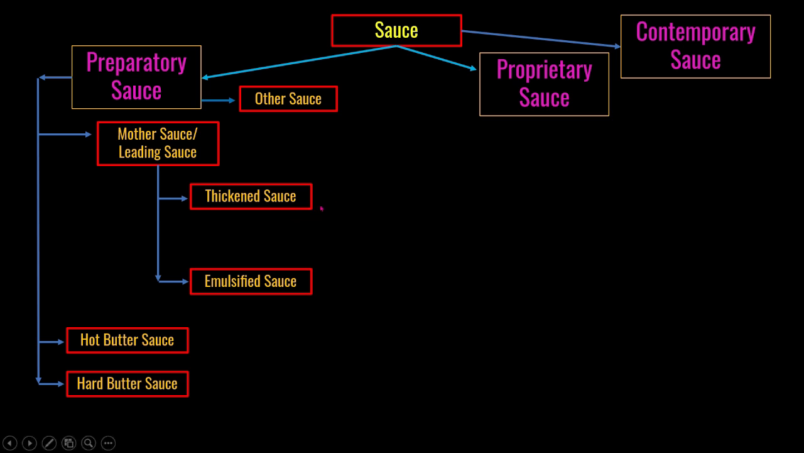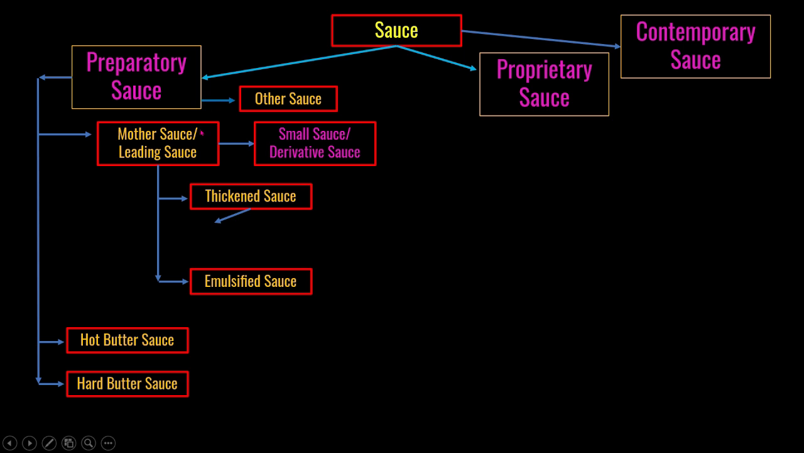Now, once you make these thickened sauces and emulsified sauces, from there you can prepare another sauce that is known as small sauce or derivative sauce. That means once you prepare a mother sauce or leading sauce, from there you can further down the line prepare some other sauces which are known as small sauce or derivative sauce. So you understand why the name is given mother sauce. Mother is giving the birth of babies. That's why it is known as the mother sauce.